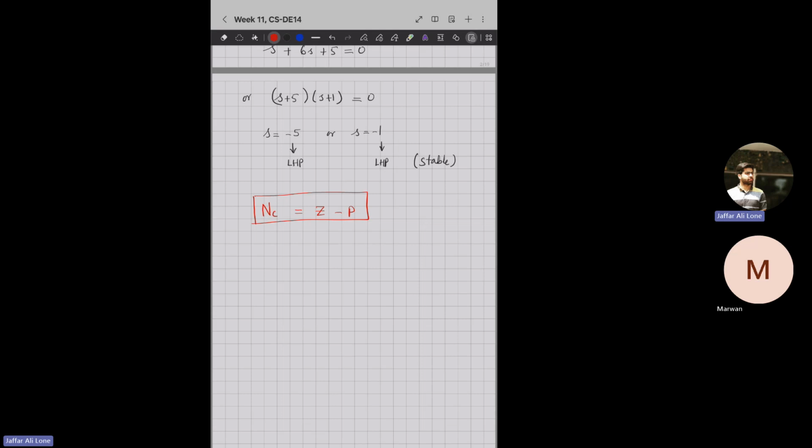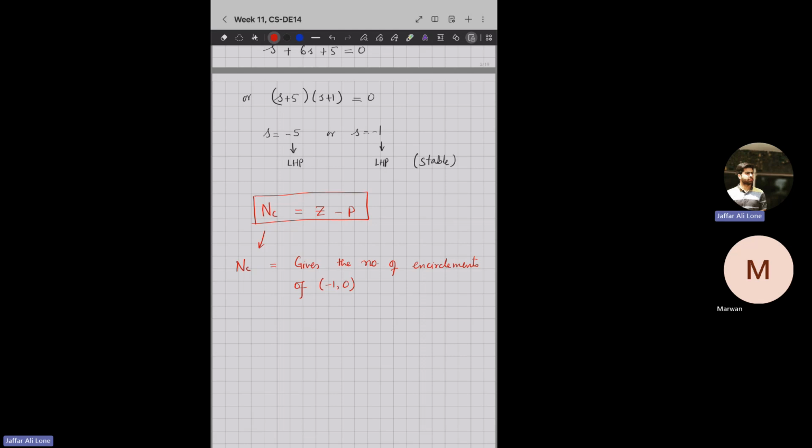So what does it mean? This NC gives the number of encirclements of either the origin or the minus 1 comma 0 point. For the time being, whatever we are focusing on is the minus 1 point, minus 1 comma 0. I'll tell you why. So it gives the number of encirclements of the point minus 1 comma 0.